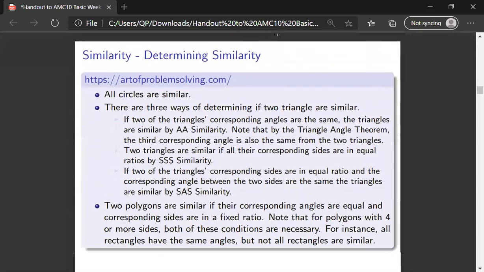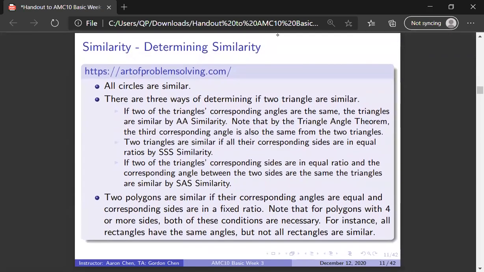So now, similarity. First of all, circles are similar. And there are three main ways of determining if two triangles are similar. If any two of the corresponding angles are the same, then the triangles are similar by the AA similarity theorem. This is because the three angles of a triangle add to 180 degrees, so knowing two of them, you can find the third.